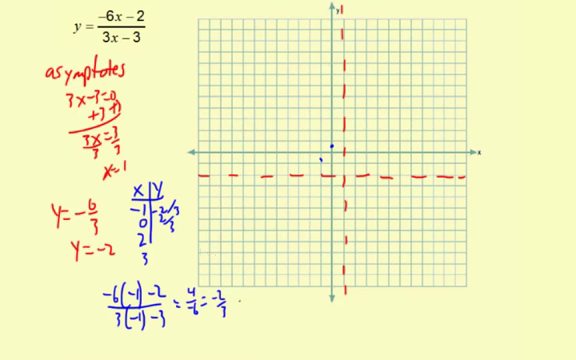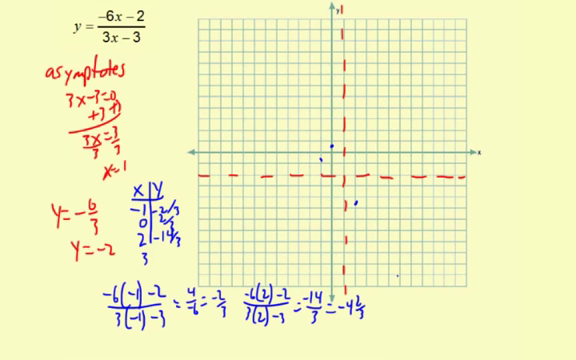Input of 2, you're going to have (-6 times 2 - 2) divided by (3 times 2 - 3). So -6 times 2 is -12, minus 2 is -14. And then 3 times 2 is 6, minus 3 is 3. So -14/3. That's the same thing as -4 and 2/3, by the way. -14/3. And then, let's see, 2, and then -4 and 2/3. Right there.